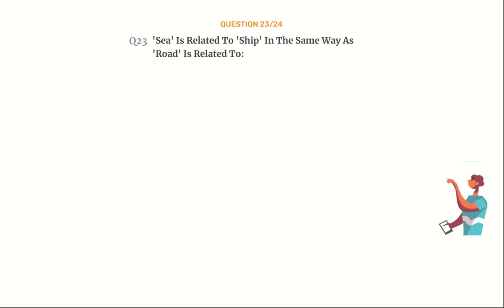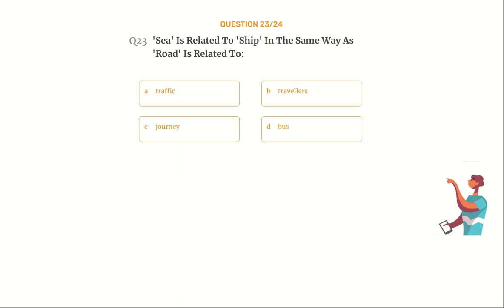Question number 23. Sea is related to ship in the same way as road is related to. Option A. Traffic. Option B. Travelers. Option C. Journey. Option D. Bus.